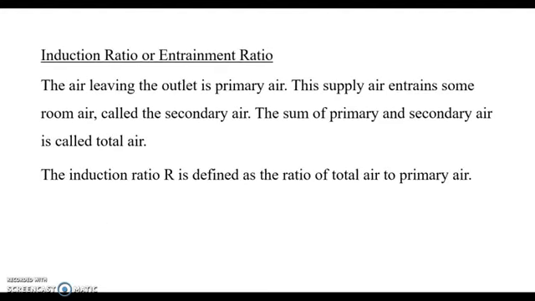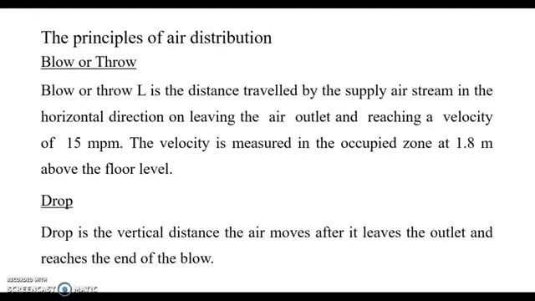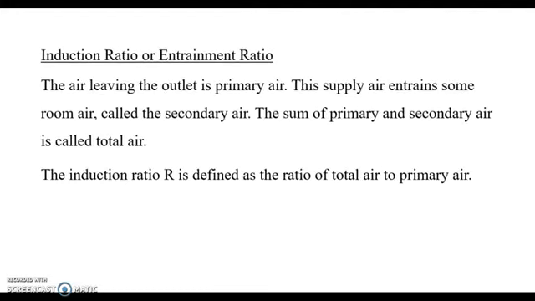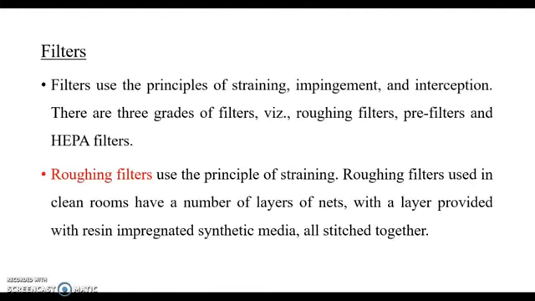Induction ratio or entrainment ratio. The air leaving the outlet is primary air. The supply air entrains some room air called secondary air. The sum of the primary and secondary air is called total air. The induction ratio is the ratio of total air to the primary air. These are the blow, drop and induction ratio, which are the principles of air distribution system.